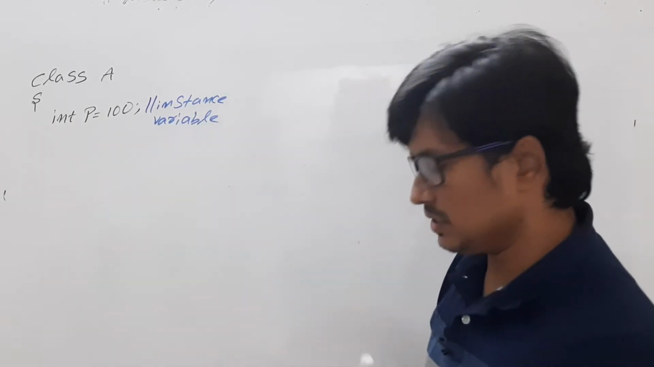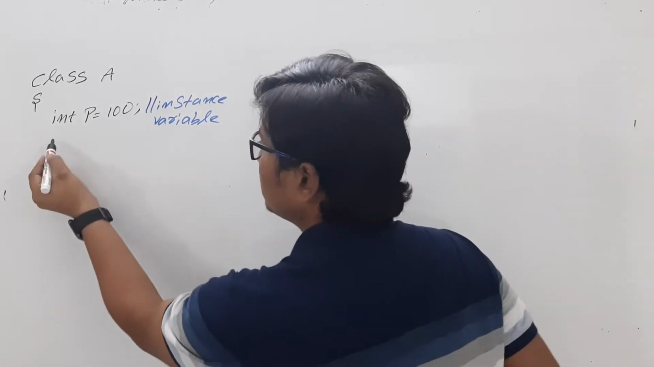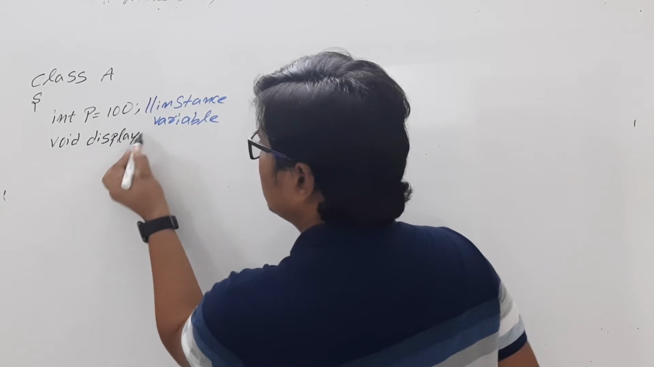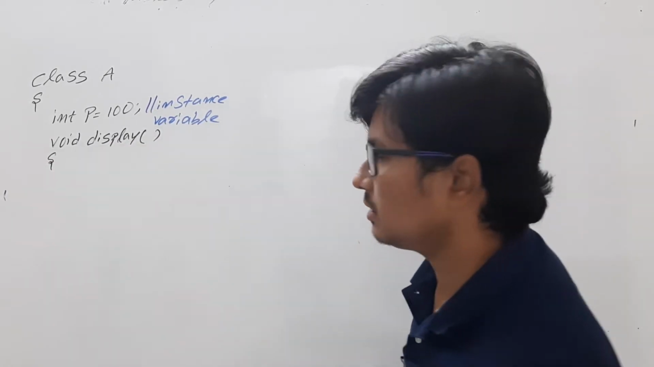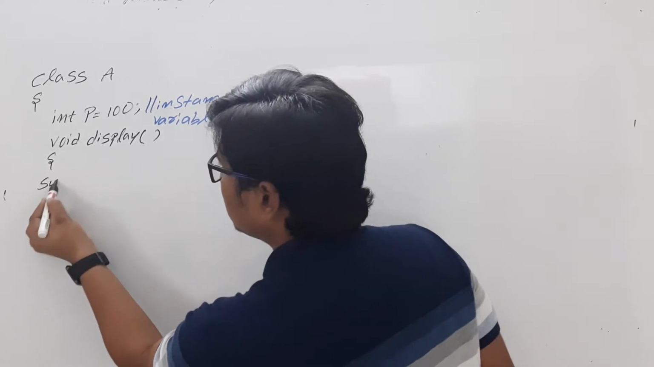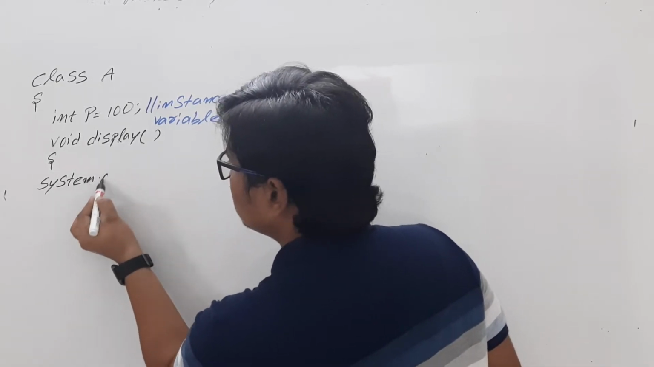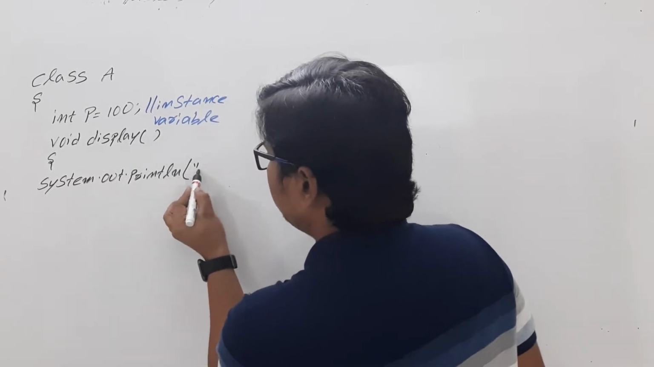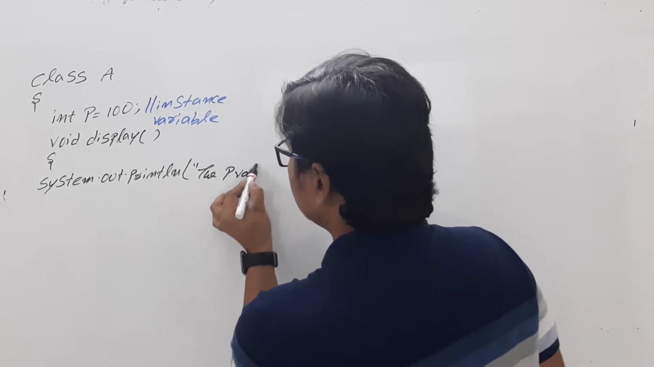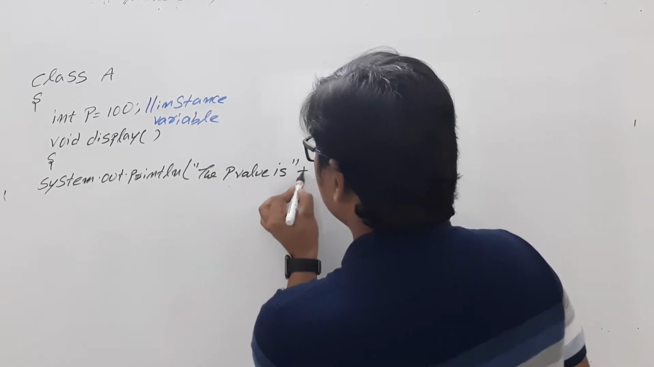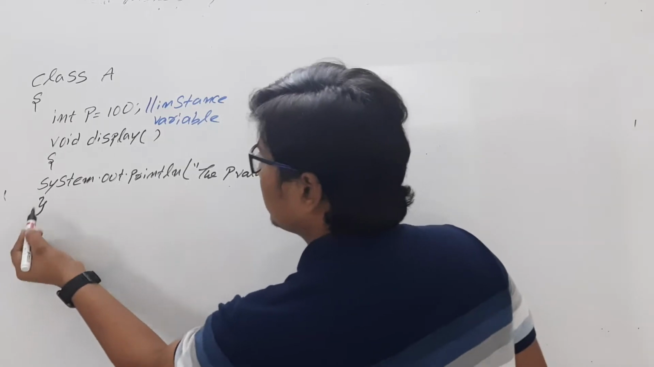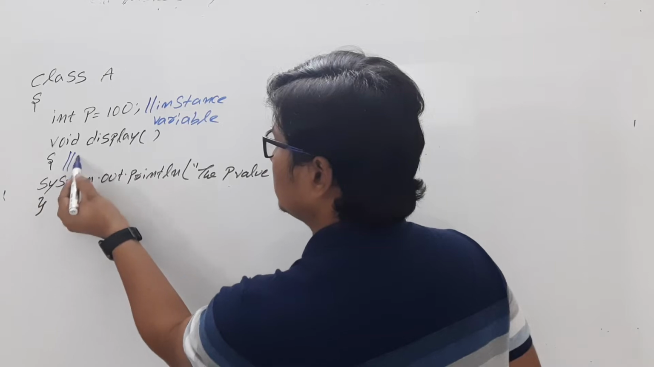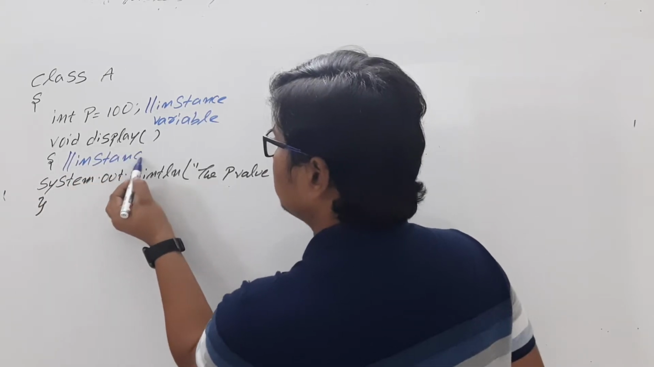Similarly, I will define a method called display. I will write void display. Inside this display method, I want to print the p value. So I will write System.out.println("the p value is" + p), and I will end the method. So this is an instance method. The display method is an instance method.